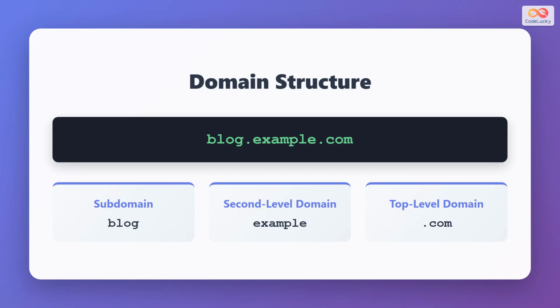Domain names have their own structure. Let's look at blog.example.com. The first part, blog, is the subdomain. It's an optional prefix used to organize different sections. The middle part, example, is the second-level domain, or SLD. This is typically the name you register and represents your website or organization. Finally, .com is the top-level domain, or TLD. Common examples include .com for commercial sites, .org for organizations, and country codes like .in for India or .uk for the United Kingdom.